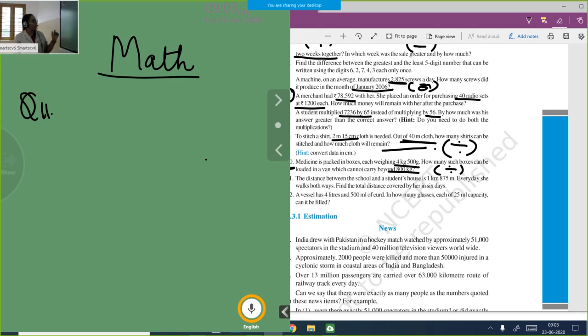All of you take your textbook and mark question number 11. Don't write the question in the notebook. Just listen to the question in the textbook. What is question number 11, children? Teacher is reading. Just listen to the question.